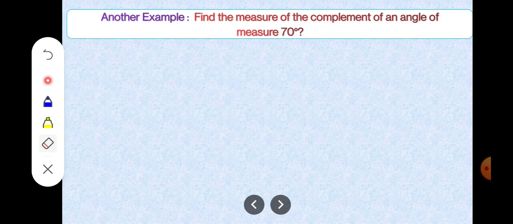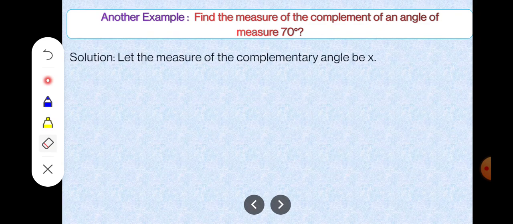But this is a mental question, where you can solve mentally and you will know the answer. But what about the steps? How will you write it? Based on the question, you have to write the answer. They have given us the measure of one angle. We have to find the complement of the angle, right? So we will assume that one angle as x degrees. So we will write the first step: let the measure of the complementary angle of 70 be x degrees. So I will write it like this.